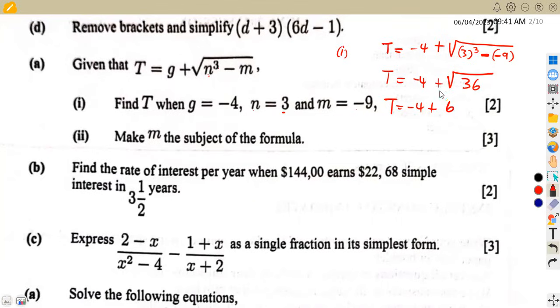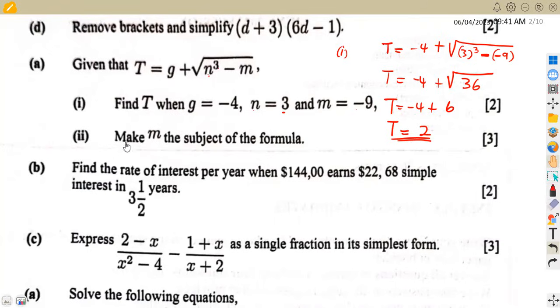So here we are already guided that it's a plus, not plus or minus. We are taking the positive answer from the square root. That is what this means. So meaning to say, if we simplify from our calculator, -4 plus 6, this is going to give us a 2. So t was equal to 2 in this case. All right, so that was the first part of the question.